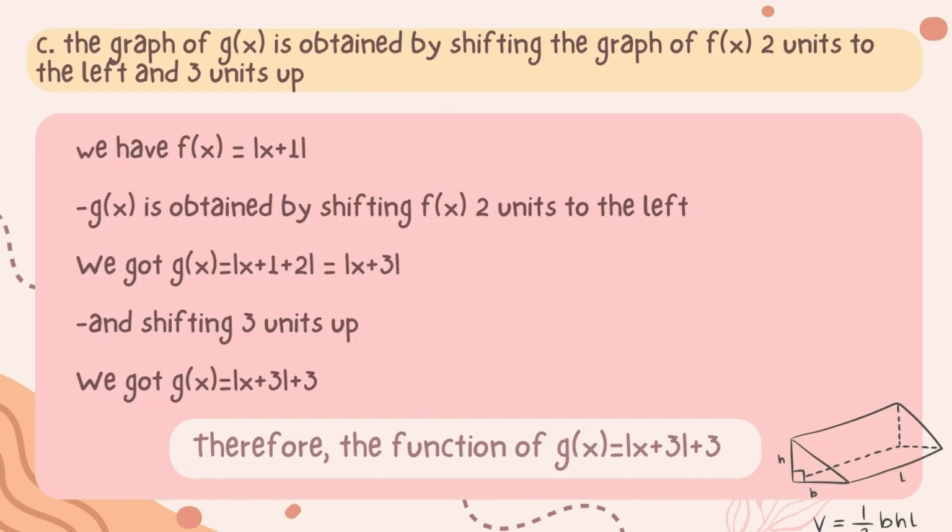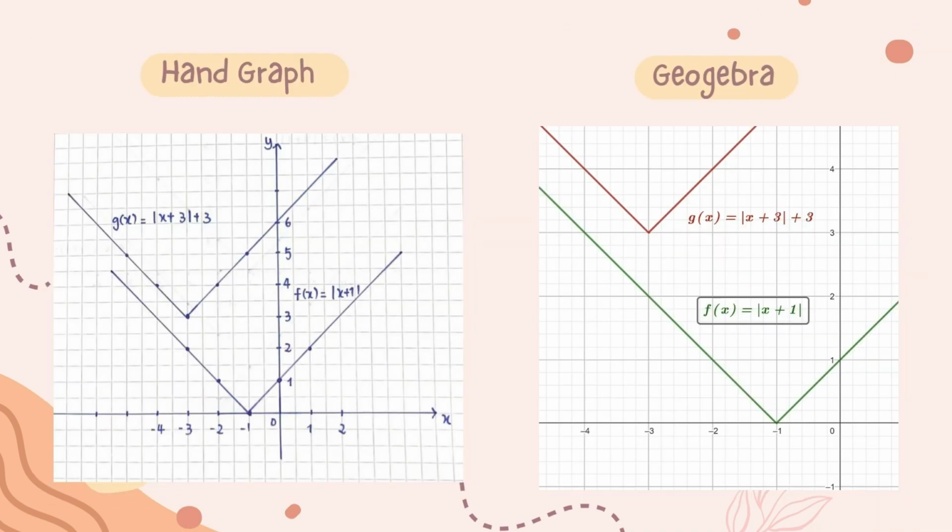In exercise C, the graph of g of x is obtained by shifting the graph of f of x 2 units to the left and 3 units up. By shifting f of x 2 units to the left, we need to add 2 to the x value of the original function, which means that g of x equals the absolute value of x plus 3. Then we need to shift the graph 3 units up, which means we need to add 3 to the function obtained above. Therefore, the final function of g of x is equal to the absolute value of x plus 3, plus 3. Here is a comparison between the hand graph and GeoGebra.